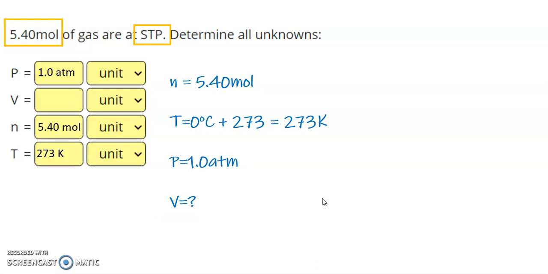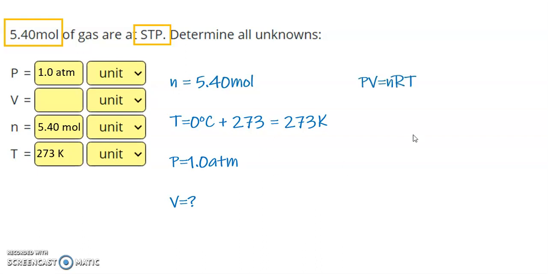We need to pick an equation that will help us find volume given this stuff. Nothing is changing here, okay? So we don't have initial and final conditions. This is just a gas. It's just sitting there. And when you have a gas just at conditions and not changing, you're most likely going to use the ideal gas law.